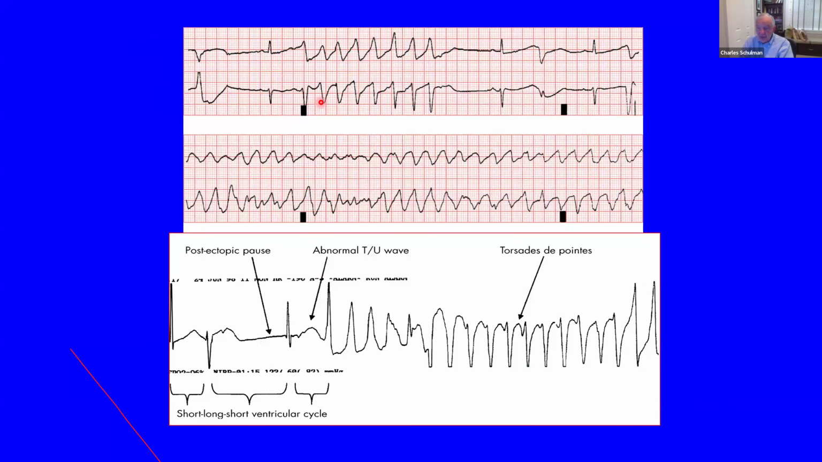And sure enough, polymorphic VT, as you suspected, which happened to deteriorate. She was successfully resuscitated, and her potassium turned out to be 1.9, which was the source of the problem. This is an illustration of a typical torsade de pointes. Torsade de pointes is French for torsion of the points. They go from up to down to back up again in the same lead.